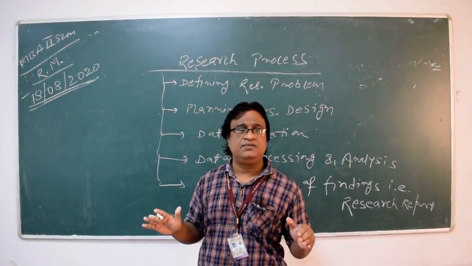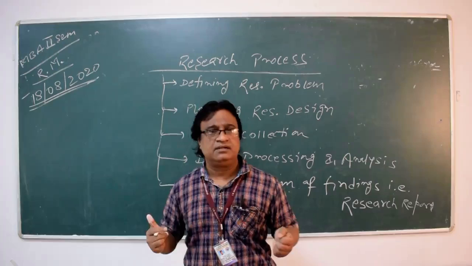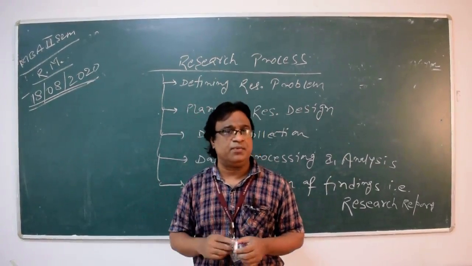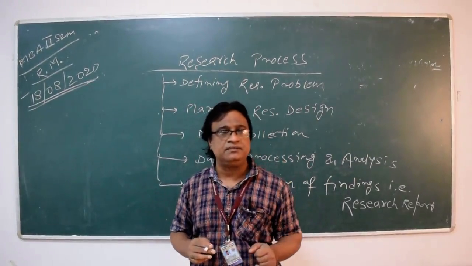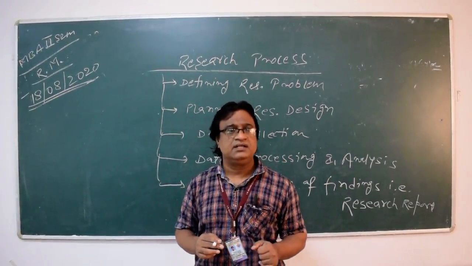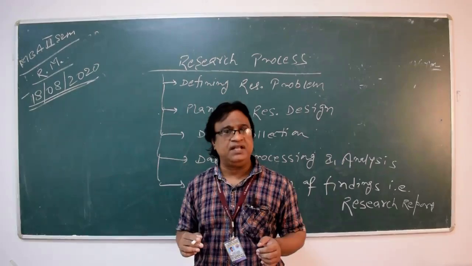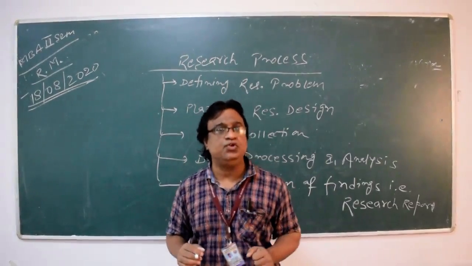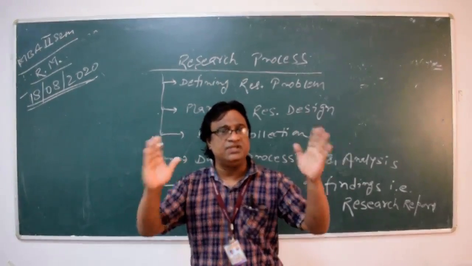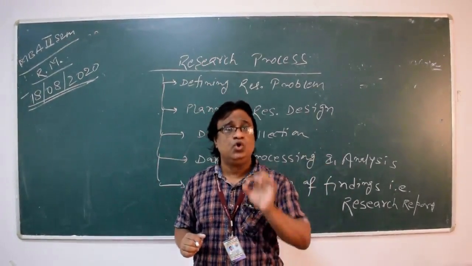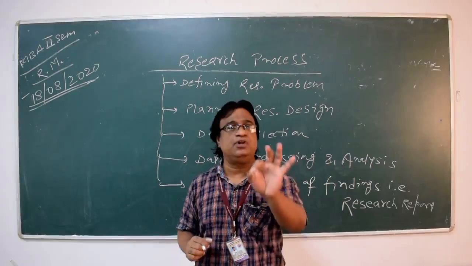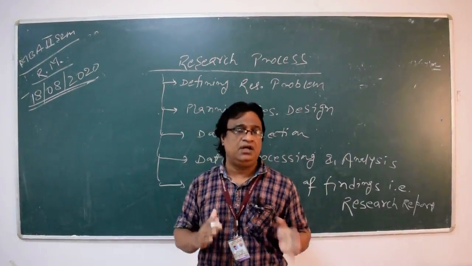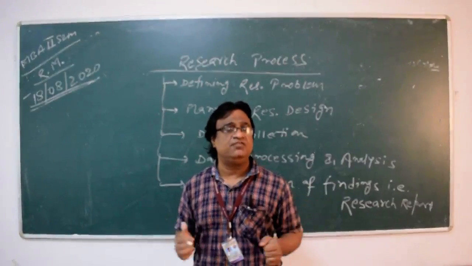Then afterward, sampling. If we talk about sampling, then three important decisions are needed: sampling unit, sample size, and the third one, sampling procedure. If we talk about the sampling unit, then here we have to decide who is to be surveyed, who is the potential source of information, whom we have to contact for the relevant information.